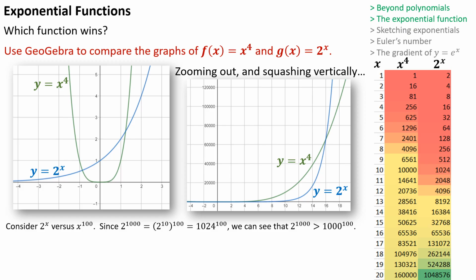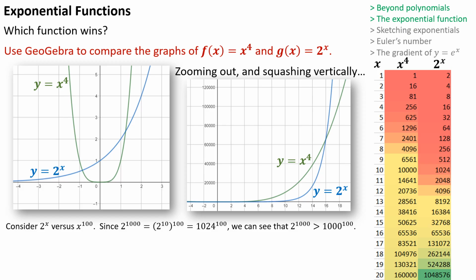Now, in the long run, we can see that x to the 4 is beaten by 2 to the x. We've zoomed out so much we can't even see the little blip down at the origin. But by the time we get to x equals 16, the two graphs cross at 65,536. And beyond that point, there's just no contest anymore. The exponential function has effectively overtaken and will continue to get faster as the quartic function just can't compete.